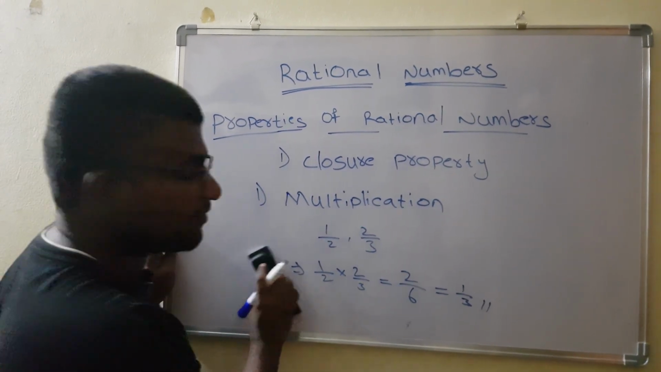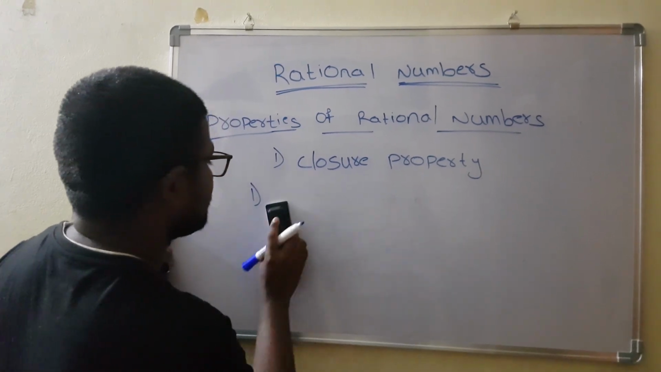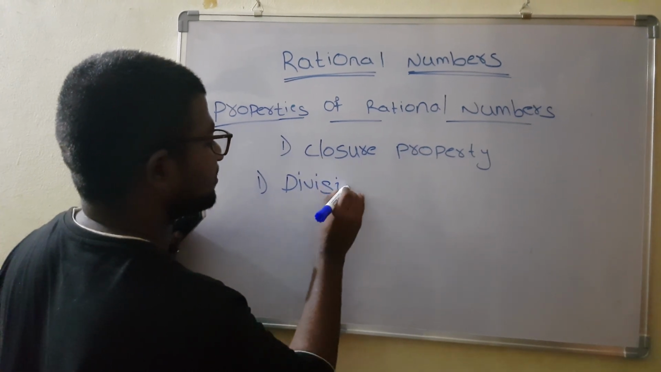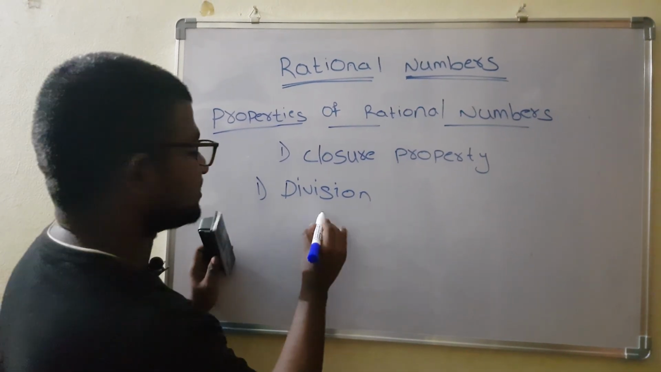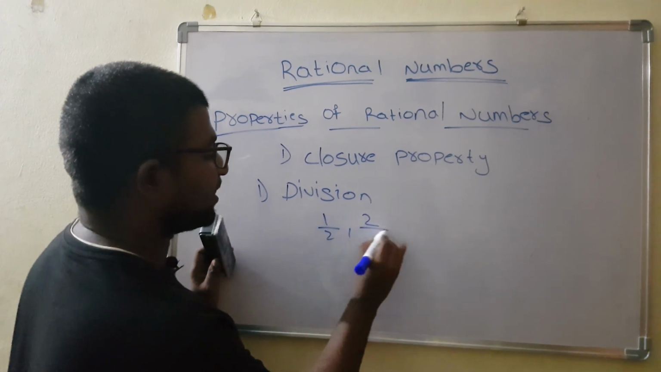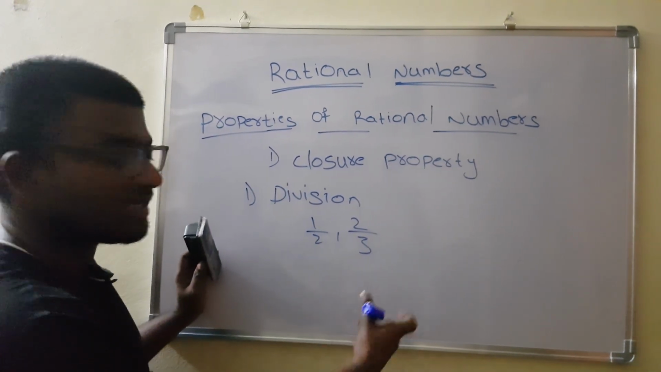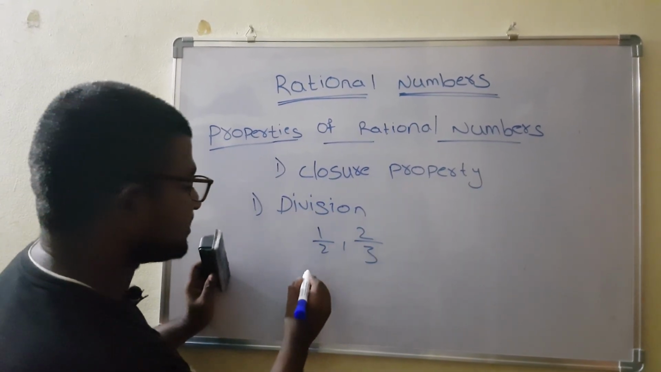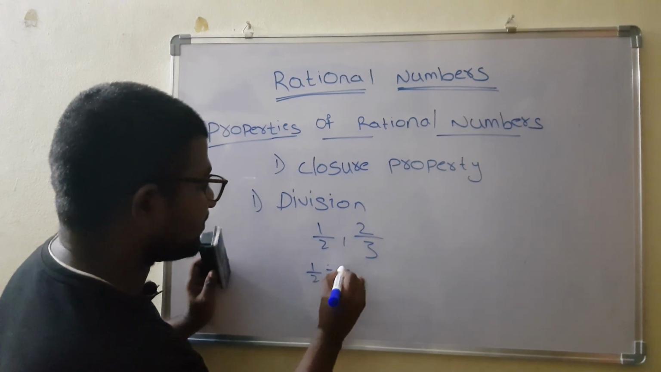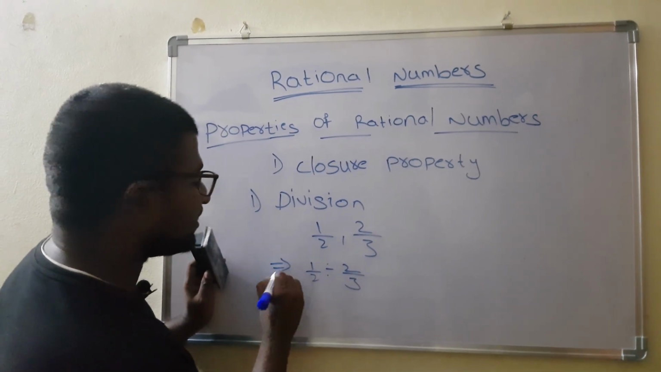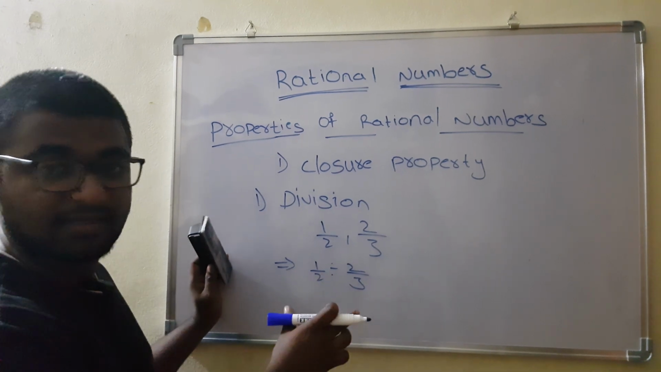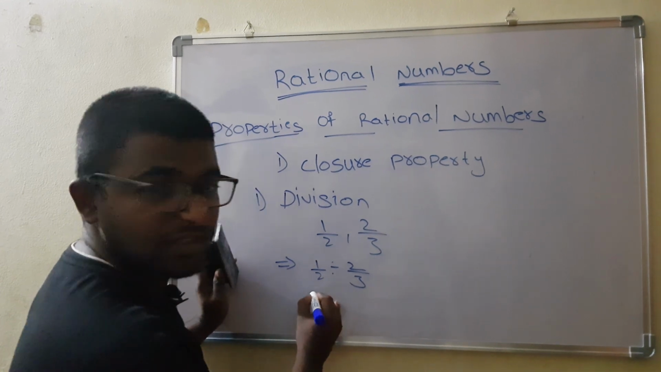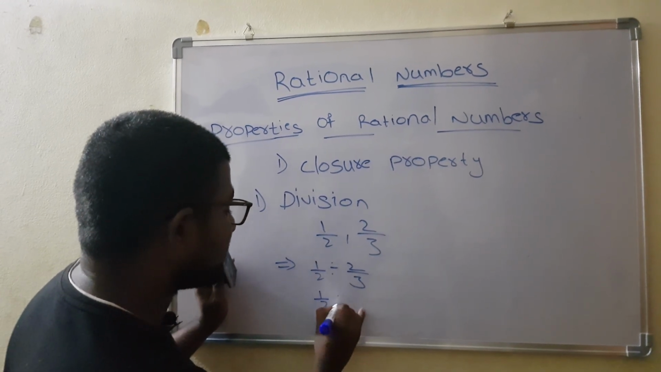Next, closure property on division. Consider two rational numbers, 1 by 2 and 2 by 3. By dividing these two rational numbers, we get another rational number. Then closure property holds. That is 1 by 2 divided by 2 by 3. How do we divide two rational numbers? As yesterday we discussed, by using the inverse property, we can divide these two rational numbers.